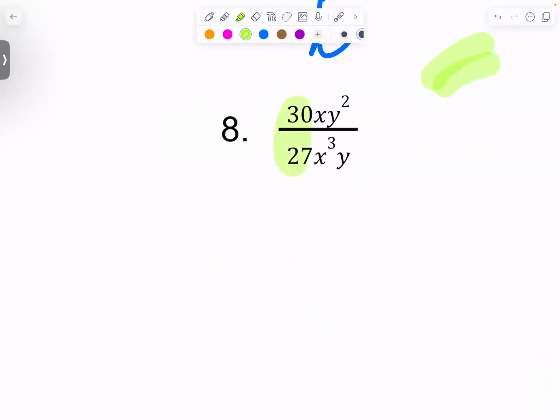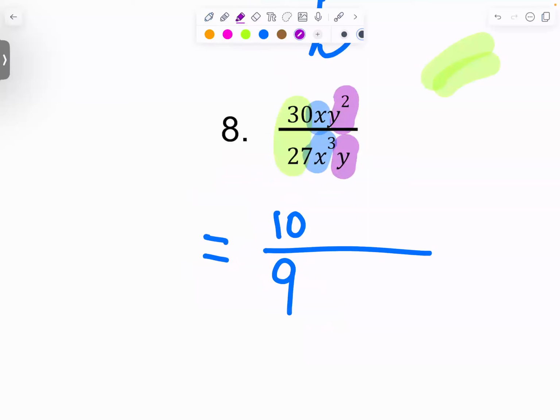Okay, here, numbers. So 30 over 27 first. You can click calculator or you can do it in heart. 10 over 9. And then we look at the x and the x. And then y's with the y's. Now for x, which side is bigger? Upper or down?